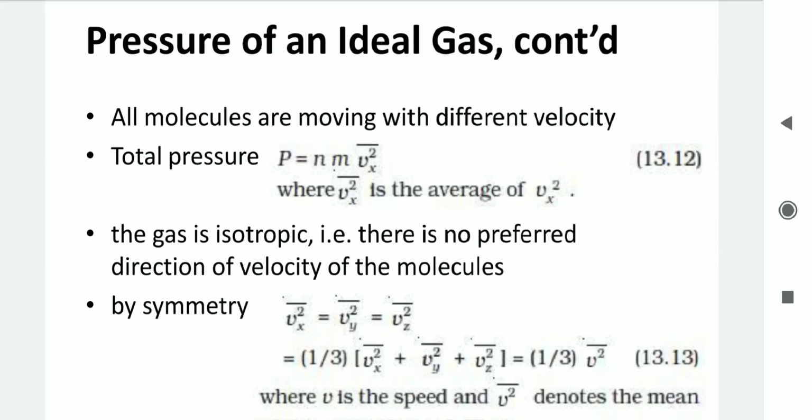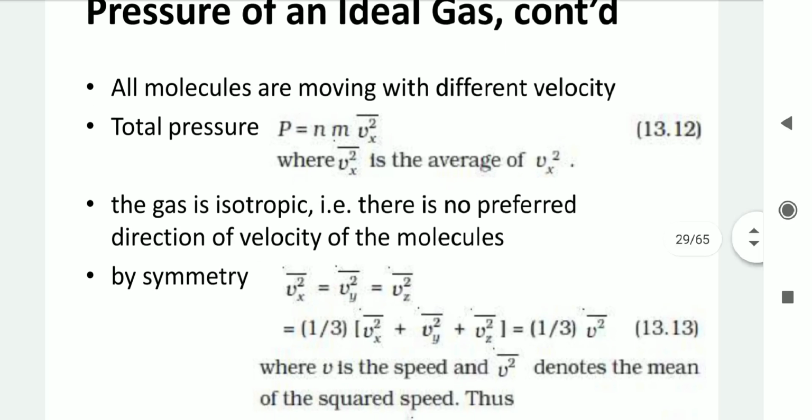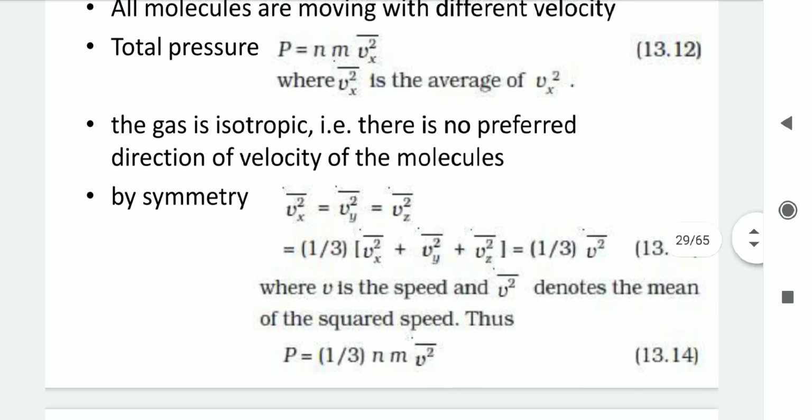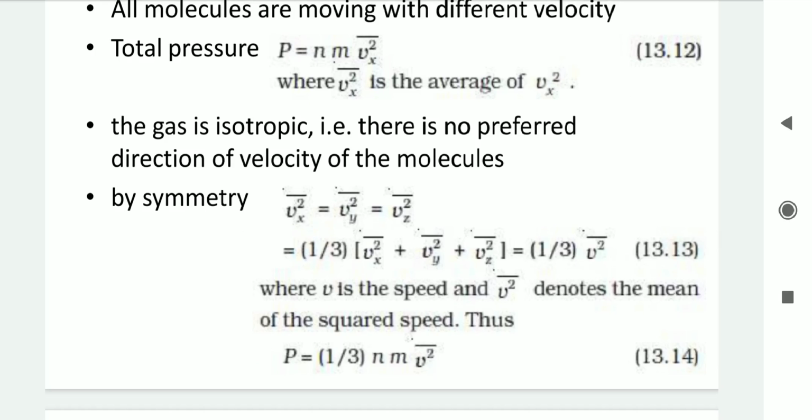Here we are taking the average of Vx square. We take the gas as isotropic, so no preferred direction of velocity is identified in the molecules, and it is a symmetric structure. Vx square equals Vy square equals Vz square. So the average would be equal to 1/3 of Vx square plus Vy square plus Vz square, that would be equal to 1/3 of V square. So total pressure can be defined as 1/3 n m V square.